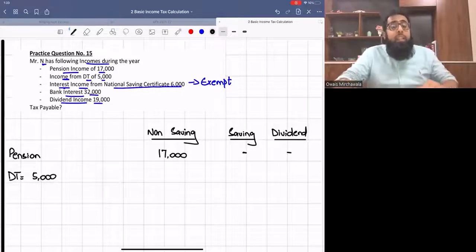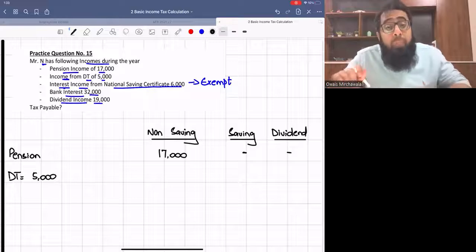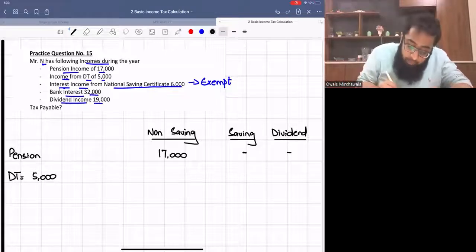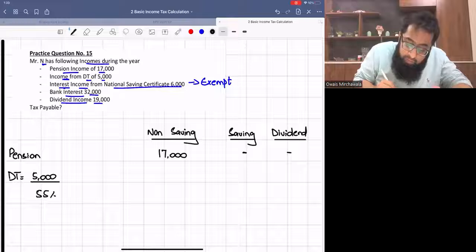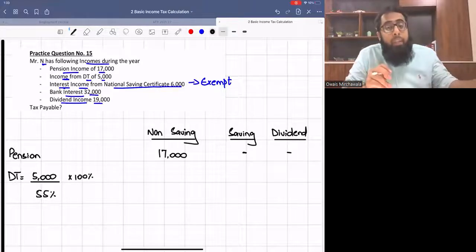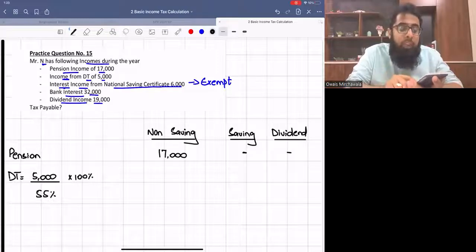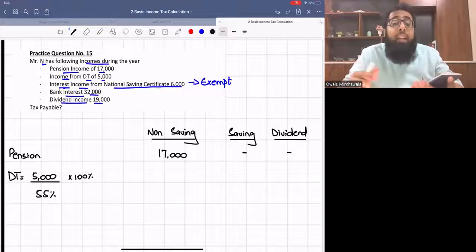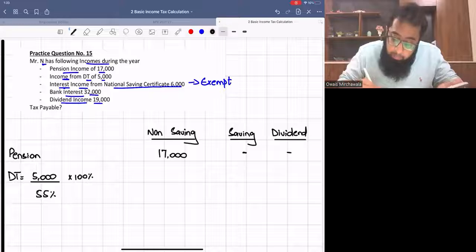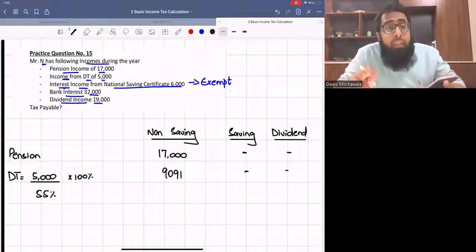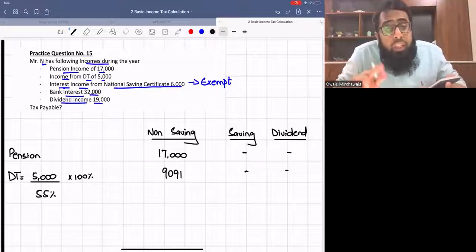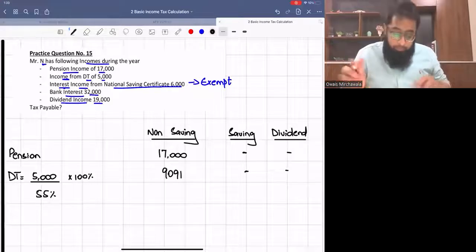5,000. But in discretionary trust, there is 45% withholding tax. So we will gross it up by dividing it by 55 and multiplying it by 100. So 5,000 divided by 55% multiplied by 100%. Now withholding tax is 45%, so we will use 55% to gross it up.